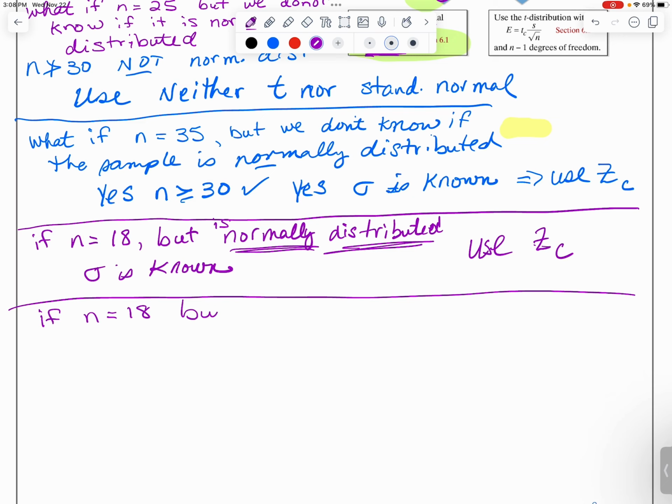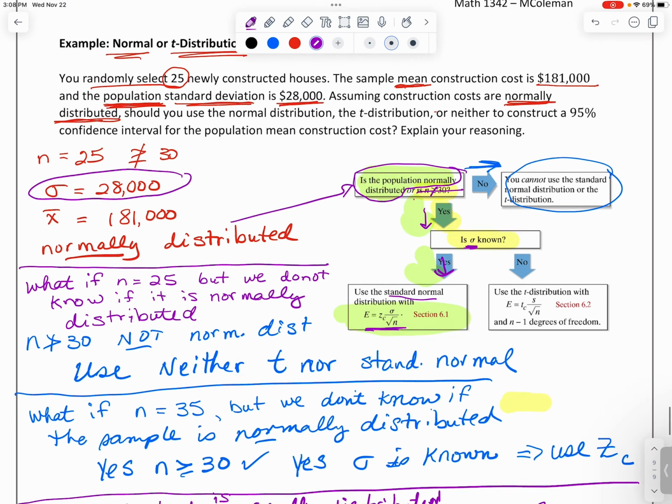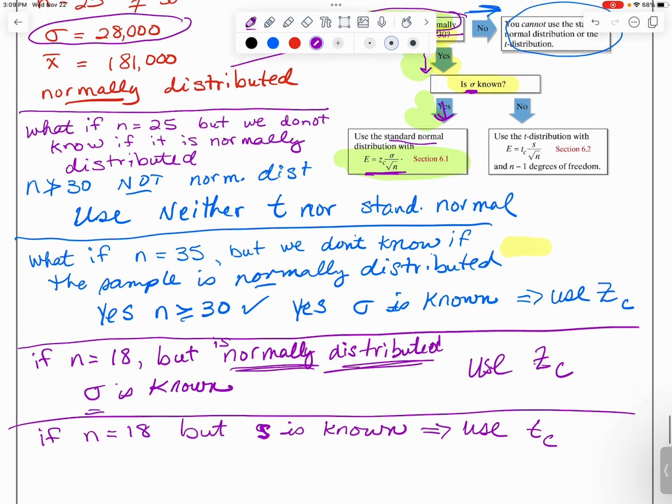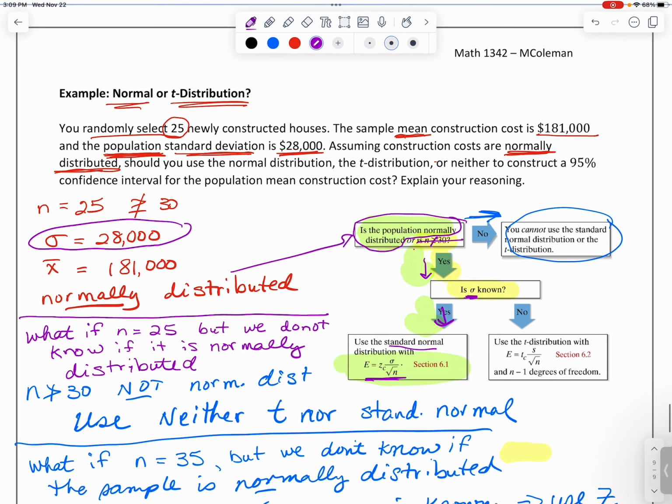If my N is equal to 18, but instead of the population standard deviation being known, my sample standard deviation is known, then we're going to use the T sub C. So a lot of what's riding on here is two things: the size of your sample and whether sigma is known or unknown. So if the population standard deviation is known or unknown, read the question carefully so that you know which one to pick. And that is going to wrap up our chapter 6.